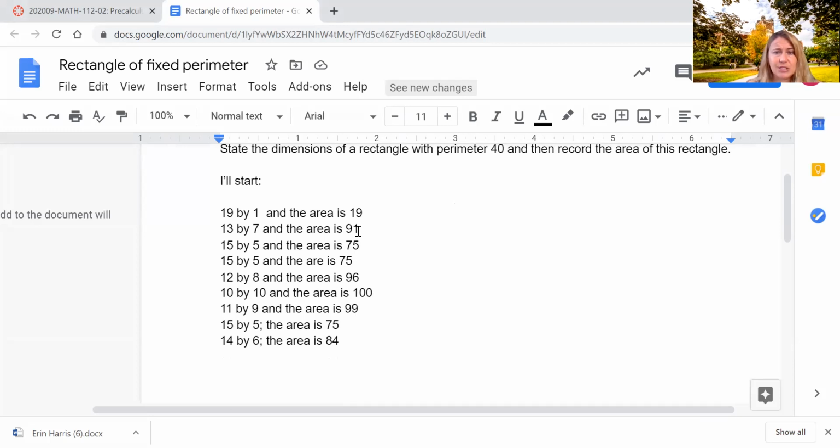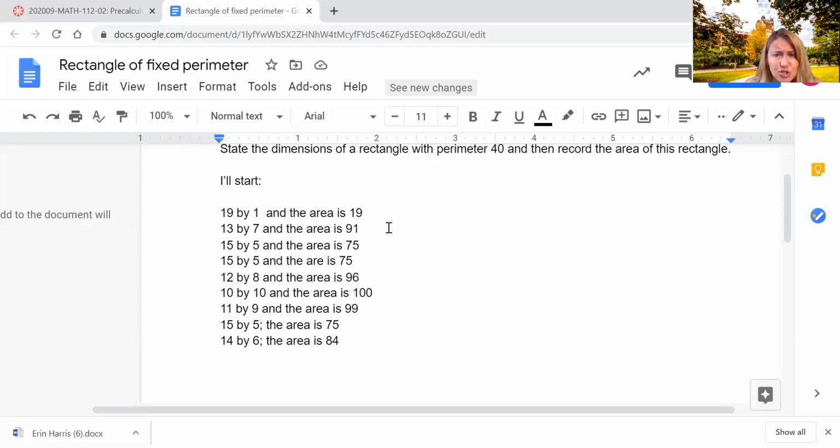Now, I decided to draw a really long, skinny rectangle because I knew that wouldn't be the one that most people would think of. I also noticed that no one did 2 and 18, 3 and 17, 4 and 16. People tended to shy away from the longer, skinnier rectangles. But notice that this one had the smallest area.